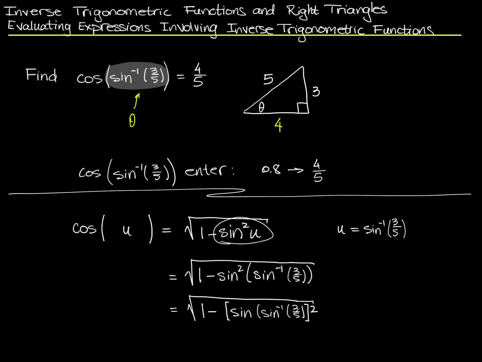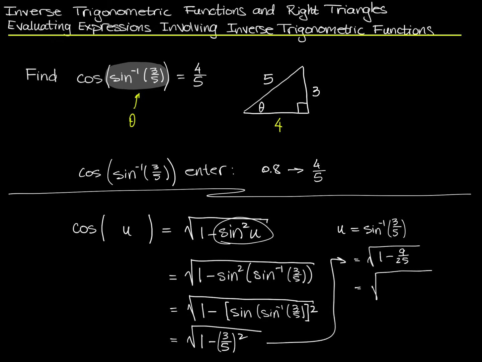Now, the sine of the sine inverse is just the argument, 3/5. And that's squared. So that becomes the square root of 1 minus 9/25 inside the square root. 1 can be thought of as 25/25, so 25/25 minus 9/25, and that's 16/25. Let me adjust this a little bit. Don't need quite that much square root.